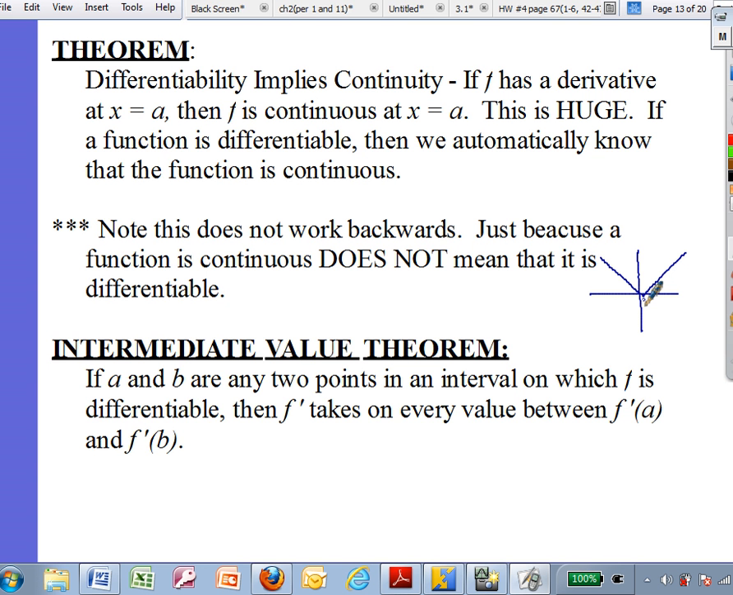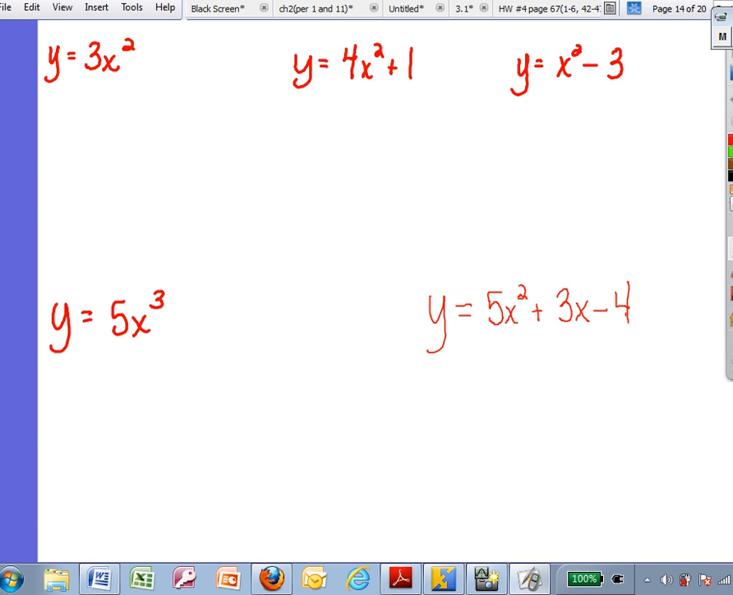And then the intermediate value theorem. Remember that example that we had before with the woman that gained the weight? It's just saying that if A and B are 2 points in an interval where f is differentiable, then f prime has to take on every value between f prime of A and f prime of B. It's the same thing. If you have 2 values and you are differentiable, then you have to reach all the values in between A and B in order for that to work. So that intermediate value theorem still stands for differentiable functions.